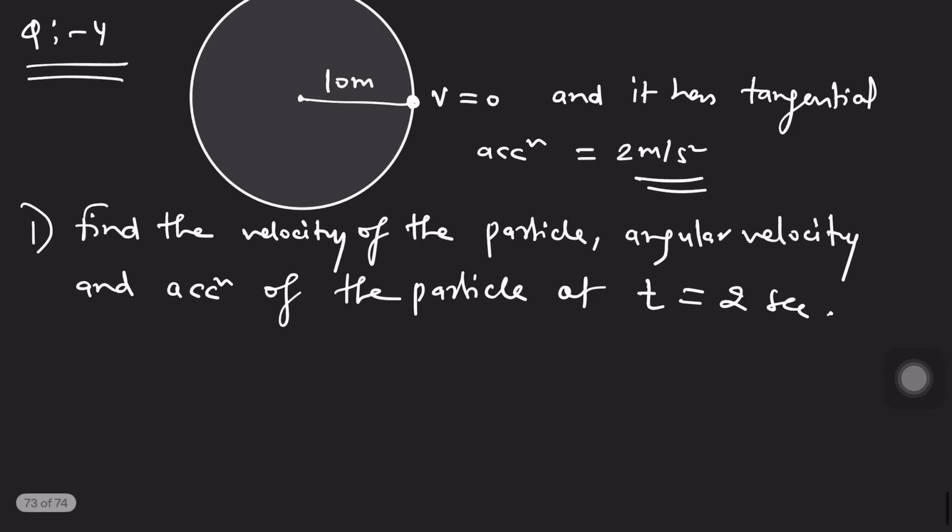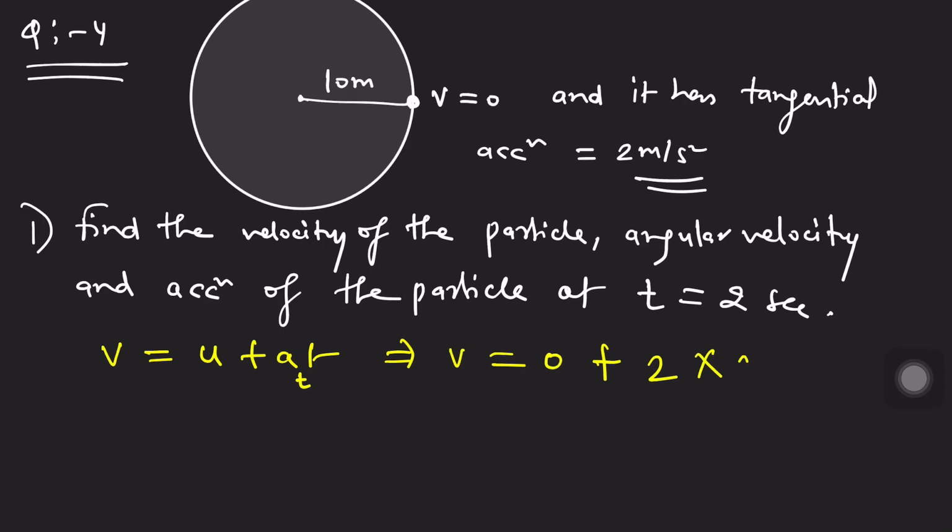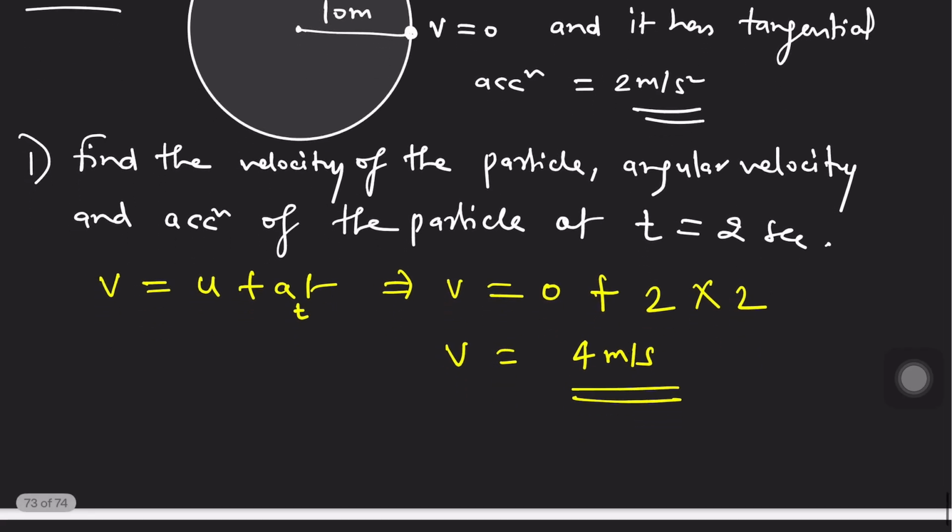See, it's a very easy problem. The first part of the problem: v is equal to u plus at. We know that even if the particle is moving on a circular path, if this a is a tangential, we can apply this formula, v is equal to u plus at. So simply use this formula. v is equal to 0 plus 2 times 2. So v will be 4 meter per second at t equal to 2 seconds. That is the first question.